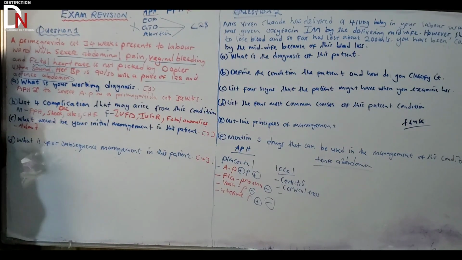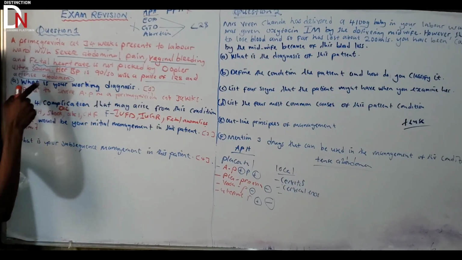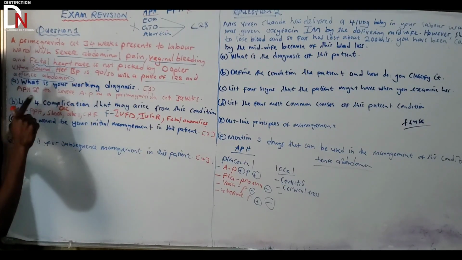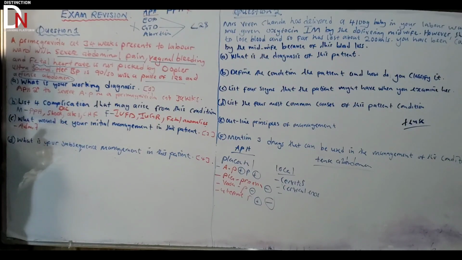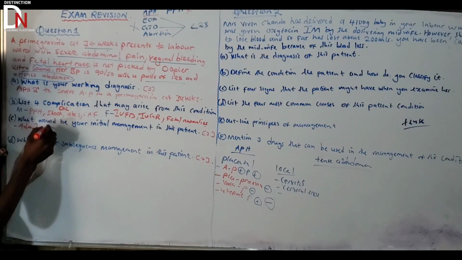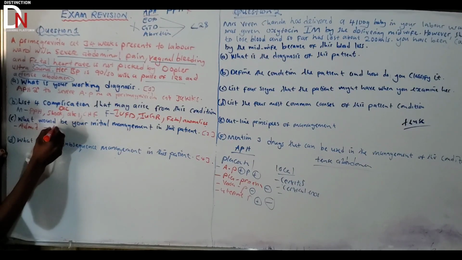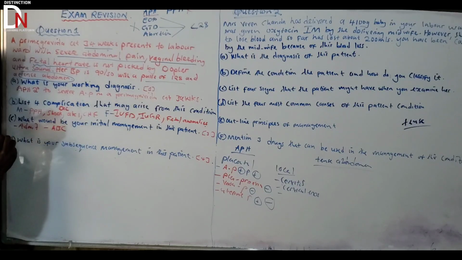So the first thing that we need to do is admit the patient. And this is an emergency, because this is a severe abruptio placenta, which needs immediate attention. Because it can also lead to maternal death. Admit the patient. What do you do now? If you admit the patient, you do A, B, C. That's the second thing that you can do.